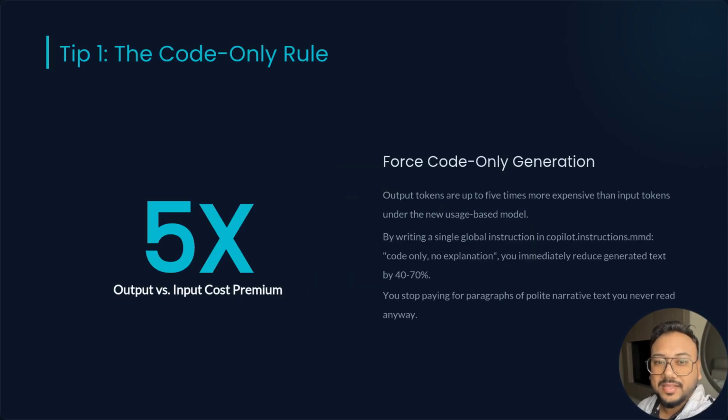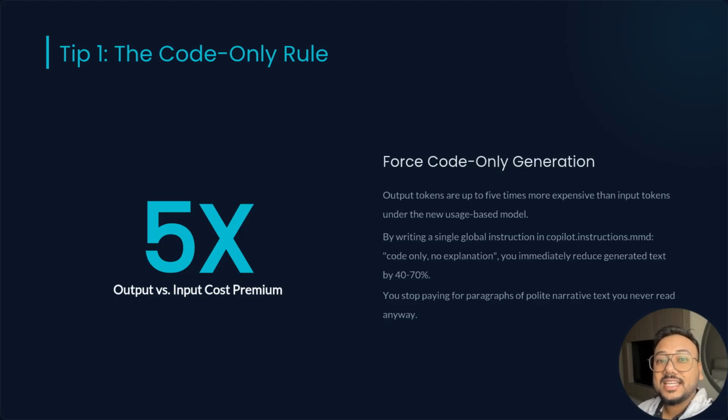Welcome to tip 1, and this is the highest impact optimization in this entire guide. Here is the secret. Under usage-based billing, output tokens cost up to 5 times more than input tokens. Every time Copilot writes a polite paragraph explaining how a function works or what a regex pattern does, you are paying a massive luxury premium for text you probably don't even read.